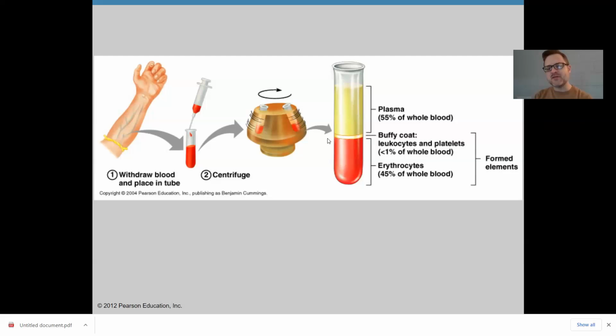Then you get this thin layer called the buffy coat. This contains leukocytes, or white blood cells, and platelets, which we'll discuss in a minute. Combined, those are called formed elements. So the cellular part of blood is red blood cells, white blood cells, and platelets. The top layer is plasma, and you can see the percentages: 45%, less than 1%, 55%. Plasma is the fluid part of blood. It contains ions, electrolytes, water. It has a lightish, almost yellowish, clearish color. That's called blood plasma.